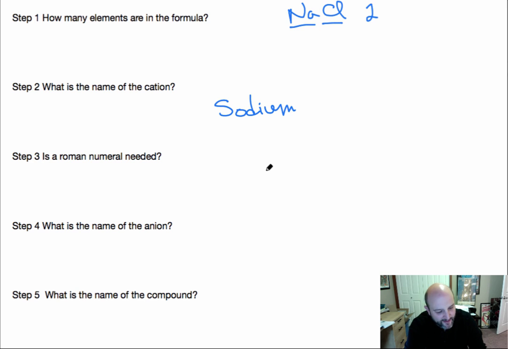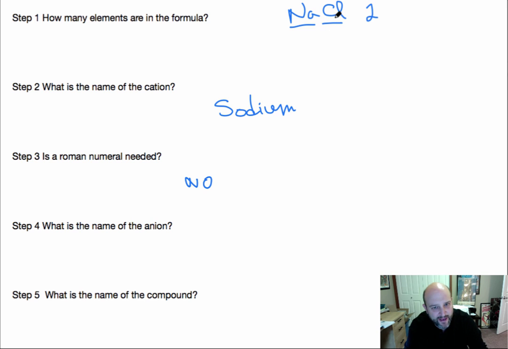And then I determine whether or not a Roman numeral is needed. It is not needed. There are no Roman numerals needed in this case because we know nothing in group 1 or group 2 of the periodic table has more than one oxidation state, and it's not on the table that we have in our book. So that is a fact. So the answer for this one is going to be just no.